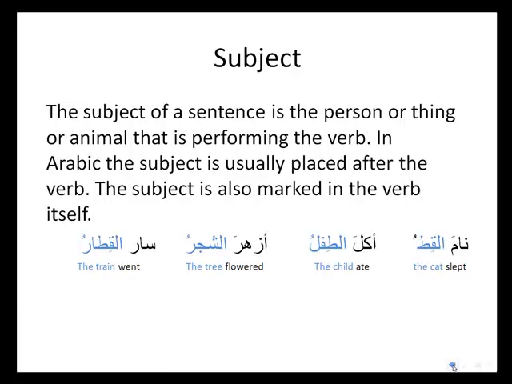In these examples that we have here, the subject is marked in blue. Nama al-qattu, the cat is the animal performing the act of sleeping. Akala at-tiflu, the child ate. The child is the person in this case who is eating. Az-zahara al-shajaru, the tree flowered. So it's the tree itself that's performing this action of flowering. And Sara al-Qatar, the train went or passed by. And it's the train again, that's the subject, the thing that's performing the verb.